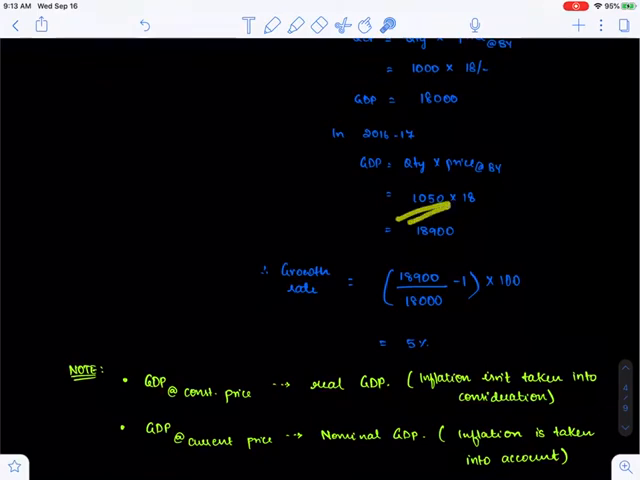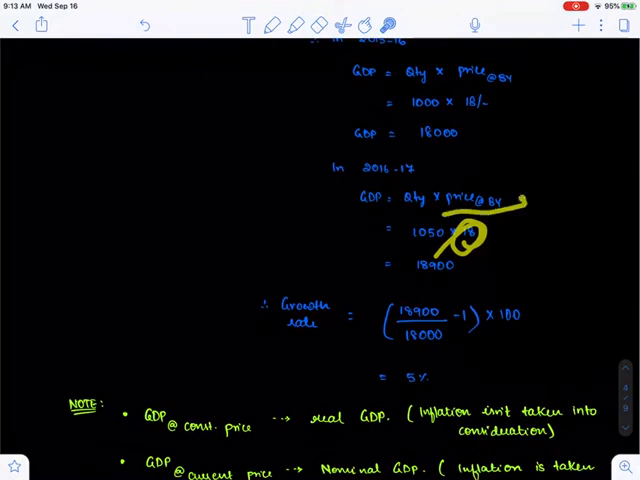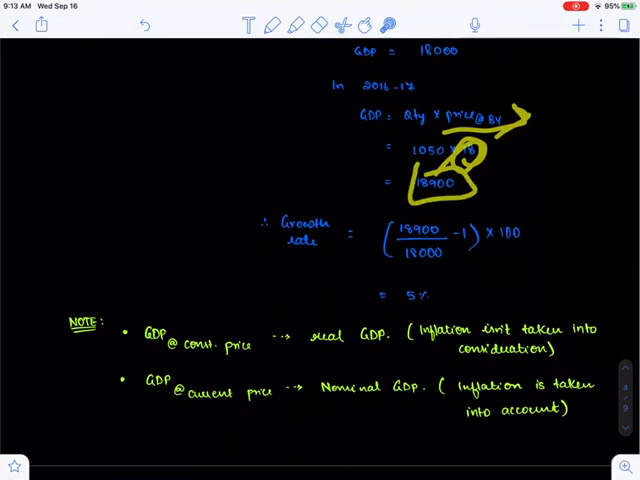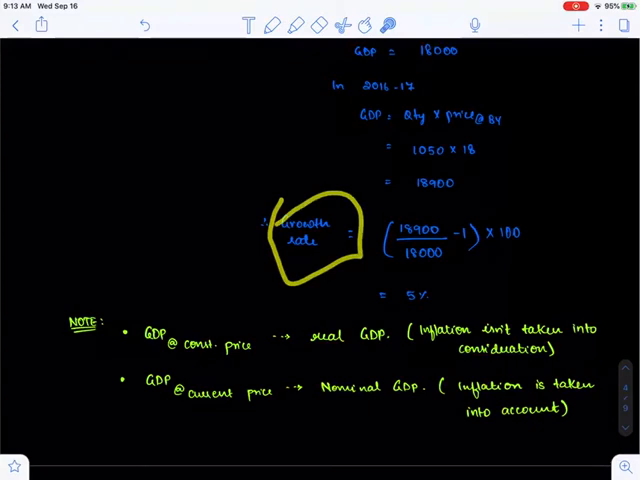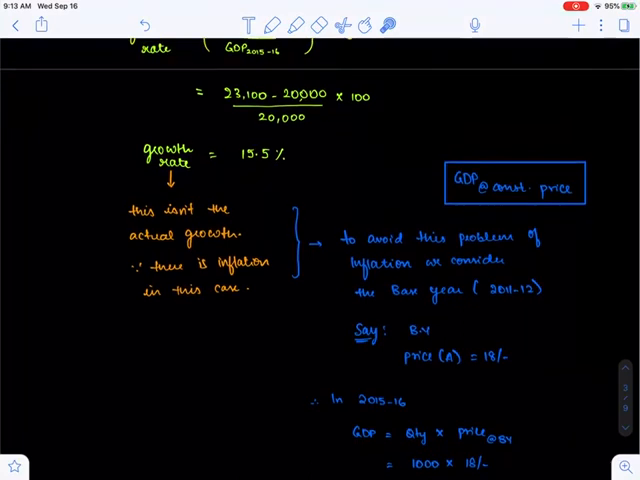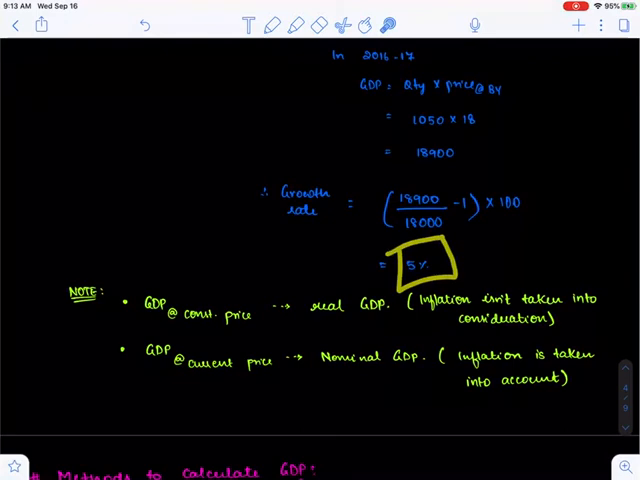and in 2016 to 17 it's going to be 1050 into 18 because this is the price of the good A in the base year. So this is going to be 18,900. So now if we calculate the growth rate, it is 5%. So I hope you're able to see the difference. When we calculate the growth rate here, it's 15.5% because of the fact that it is taking inflation into the consideration. Whereas if you calculate the growth rate here, we're not considering inflation, we're just setting up a base year. And based on this base year, we are trying to determine the growth rate in the economy.